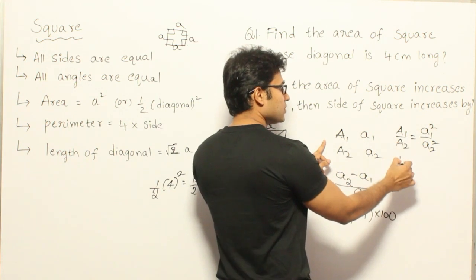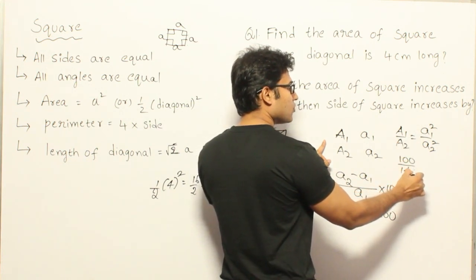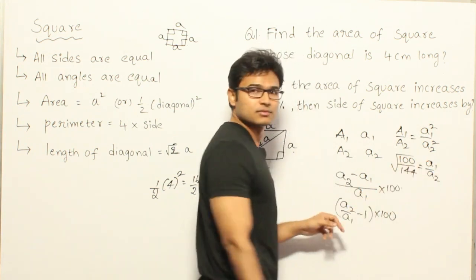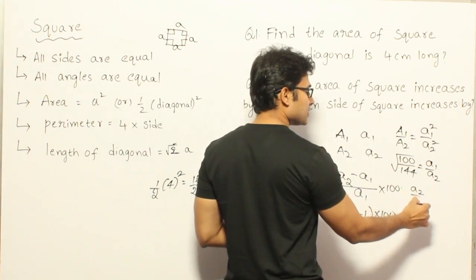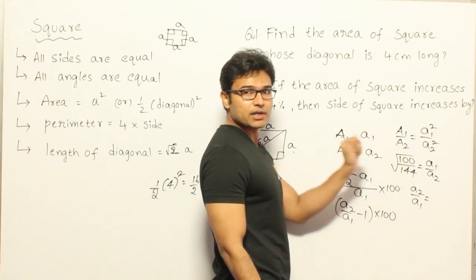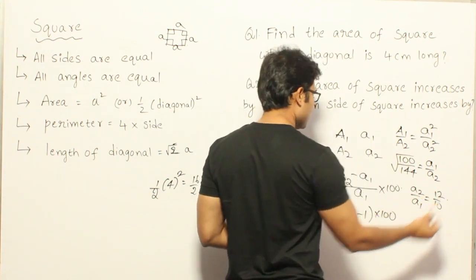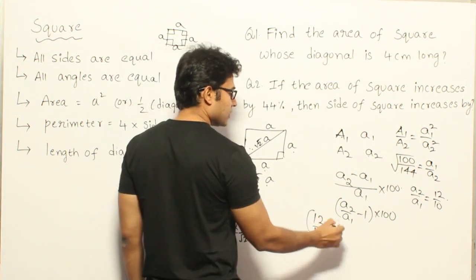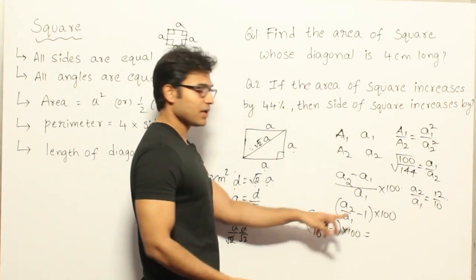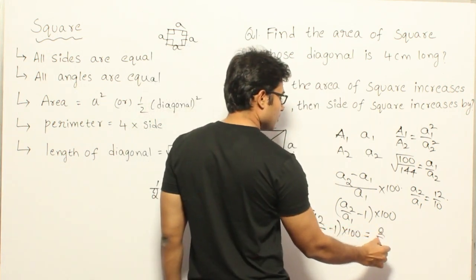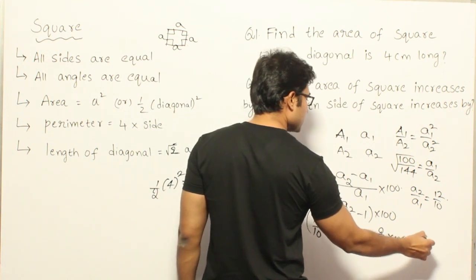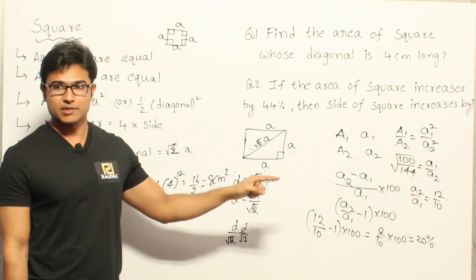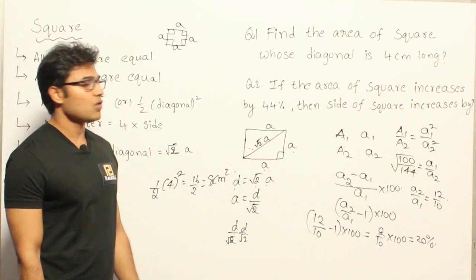Now if the initial area is 100, then the final area is going to be 144, right? Then what is a1 by a2? a1 by a2 is equal to the square root of this. Now I'm just finding out a2 by a1, which is equal to 12 by 10. Now you substitute here: 12 by 10 minus 1, into 100. So what you get? 2 by 10 into 100, which means 20%. So when the side is increased by 20%, the area is going to be increased by 44%.